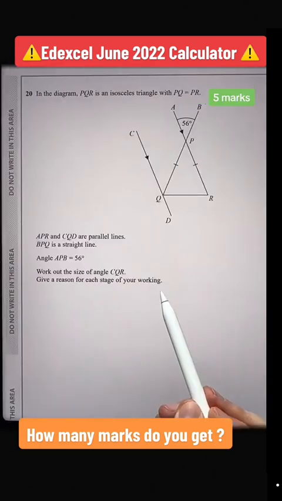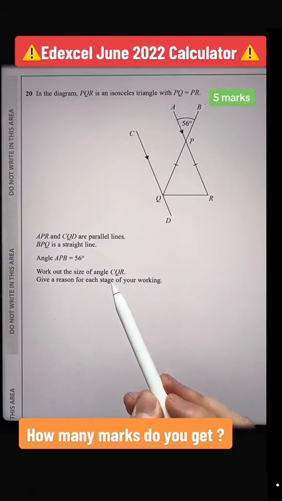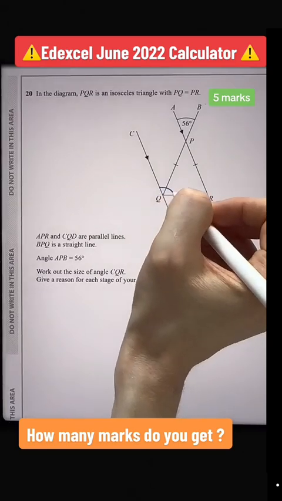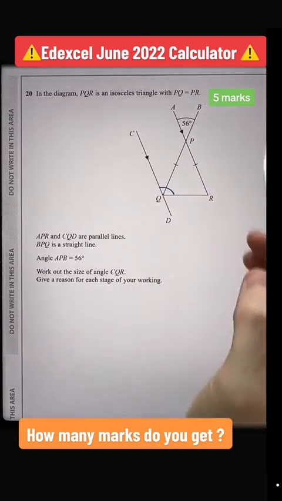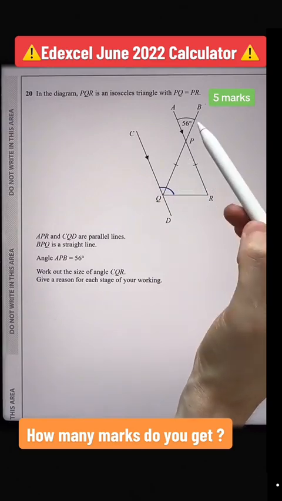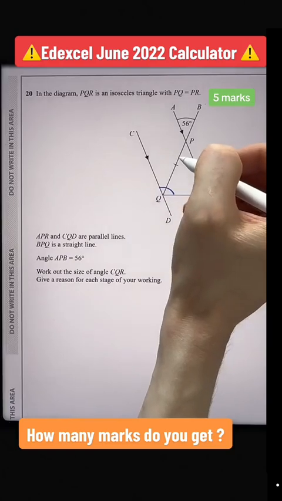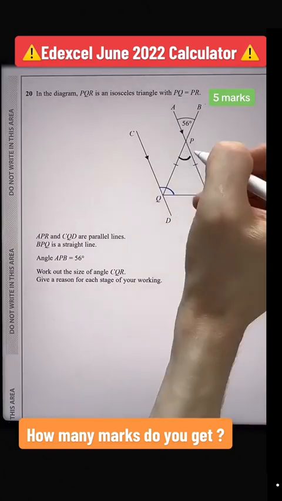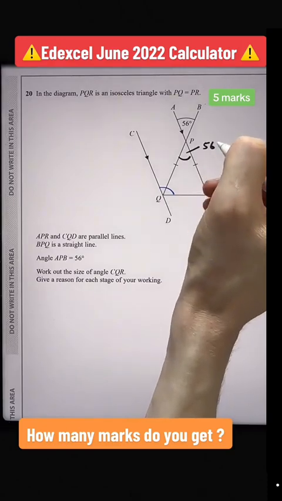Question 20. Work out the size of angle CQR. CQR is this angle here in blue. My first step, I should notice, is where I've got two lines that cross, I've got vertically opposite angles. So this is 56 degrees. This angle here, angle QPR, is also going to be 56 degrees, as vertically opposite angles are equal.